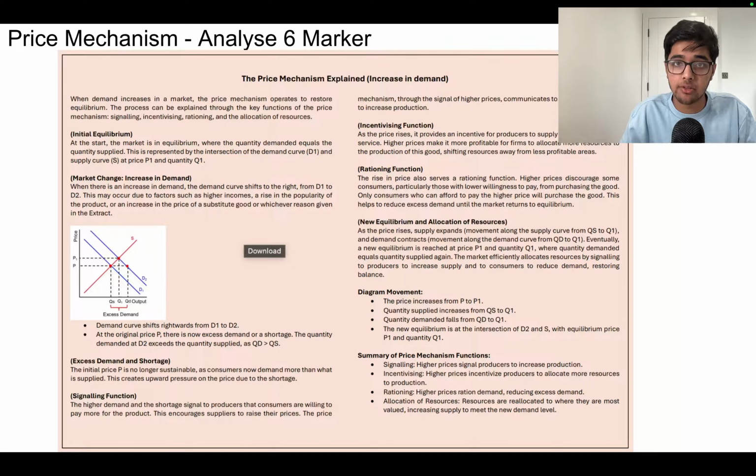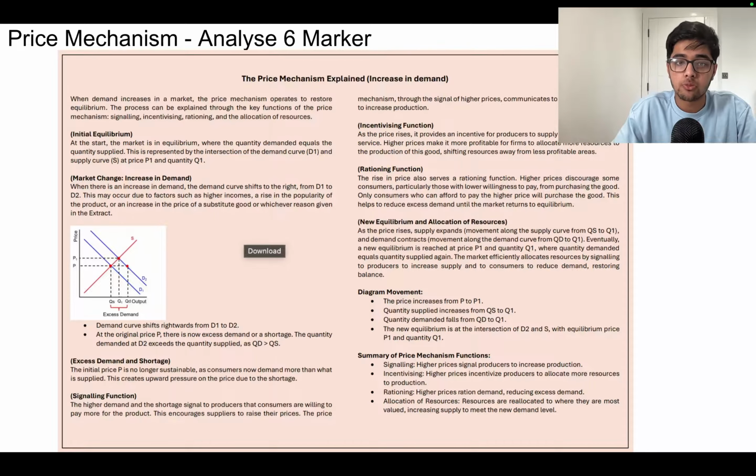You want to describe the diagram here. The demand curve shifts right from D1 to D2. At the original price P, there is now excess demand, or a shortage. The quantity demanded at D2 exceeds the quantity supplied. Now there is excess demand. Therefore, the initial price P is no longer sustainable, as consumers now demand more than what is supplied.